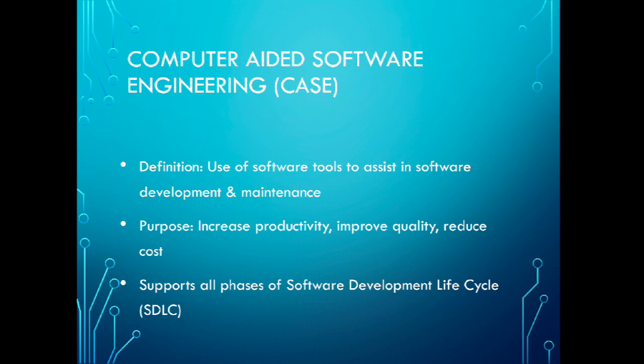Hello students. Today we are going to talk about a set of tools that have revolutionized how we build software. Computer aided software engineering, or CASE. Think of it like this. Just as a carpenter uses specialized power tools to build furniture more efficiently, software developers use specialized software tools to build applications more efficiently. CASE is the use of software tools to automate and support the entire software development process.